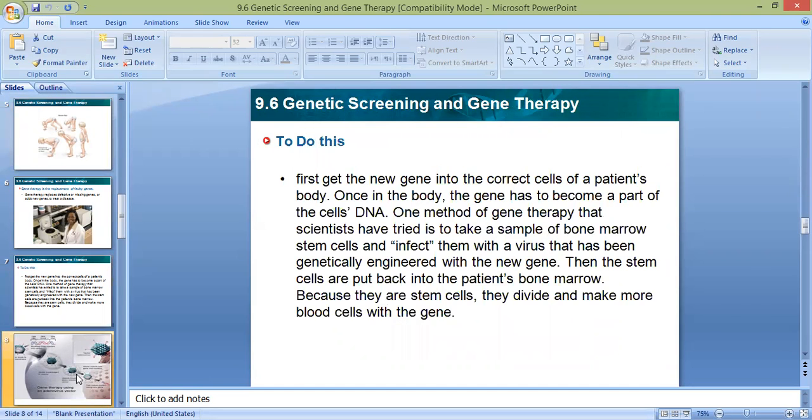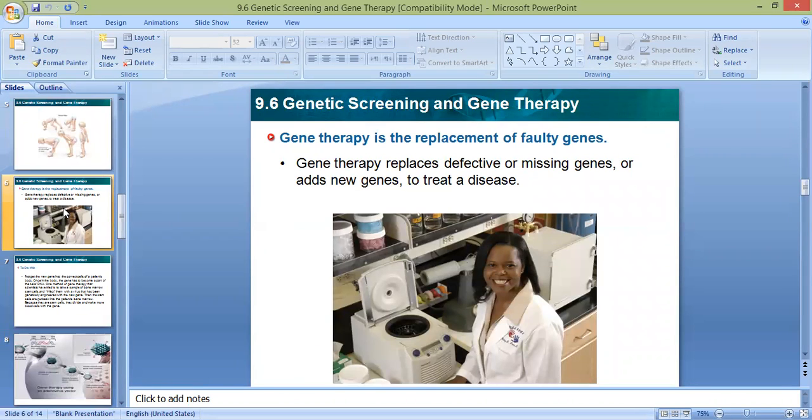Okay. Of course, not all the genetic disorders can be screened, but we said they are under study. Now if they detect a disorder, some cases or some disorders can be cured by gene therapy. Okay, so how do they cure it? Gene therapy replaces a defective or missing gene or adds new genes to treat a disease.